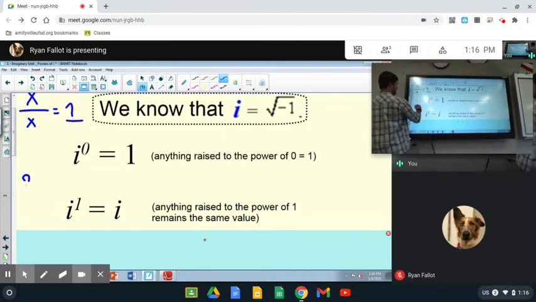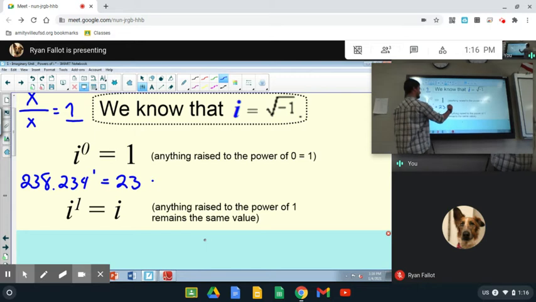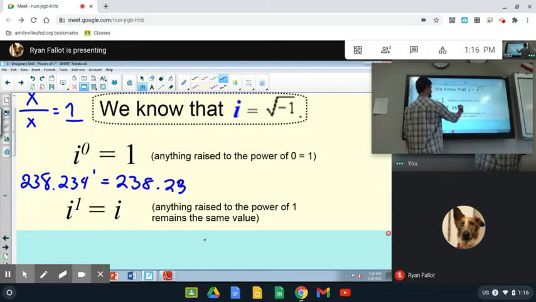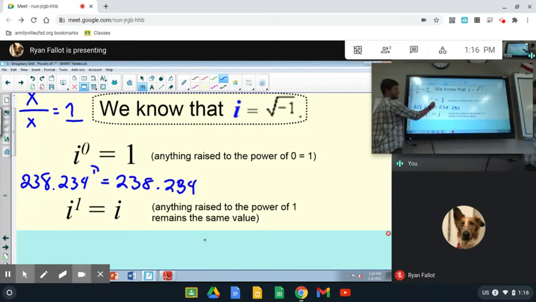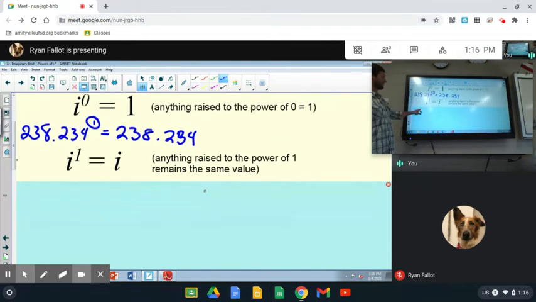You have 238.234 to the first power is equal to 238.234. It's the same thing. Anything to the first power is just itself. So a weird thing like the letter i to the first power is still just another weird thing to the power of 1. So those are too easy, it's kind of a recap.